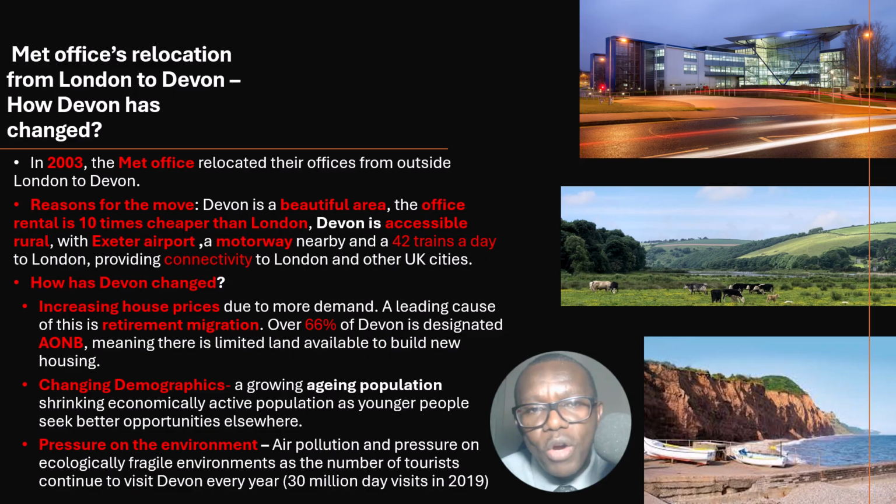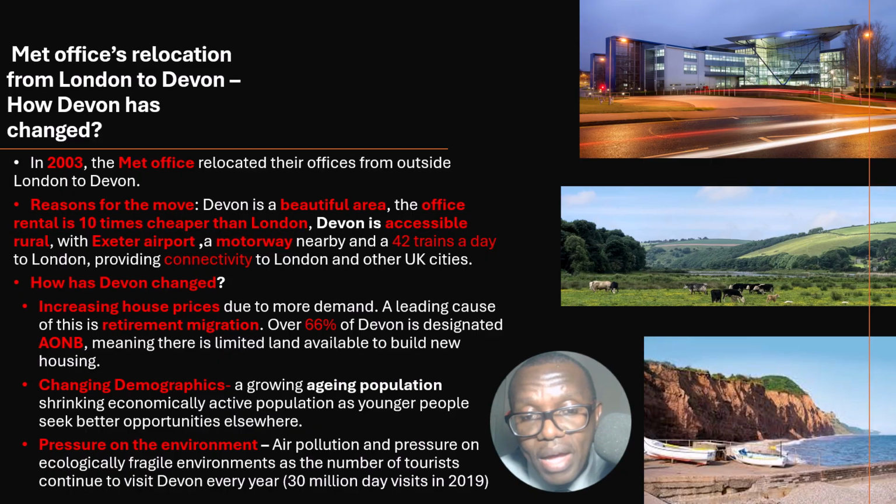So in this slide, we are going to look at another example of how the UK's human landscape is changing. And that example is Devon. Now in 2003, the Met Office relocated their offices from outside London to Devon. What were the reasons for that move?